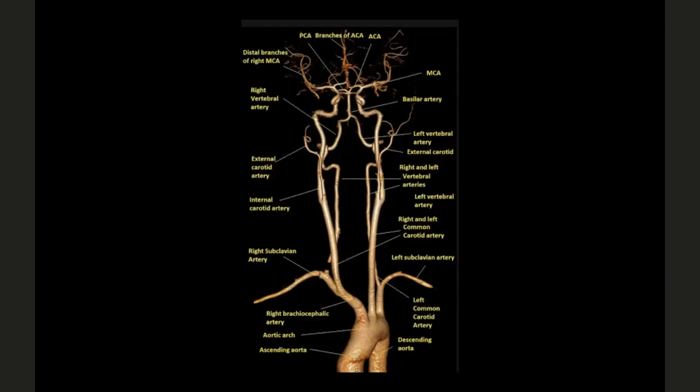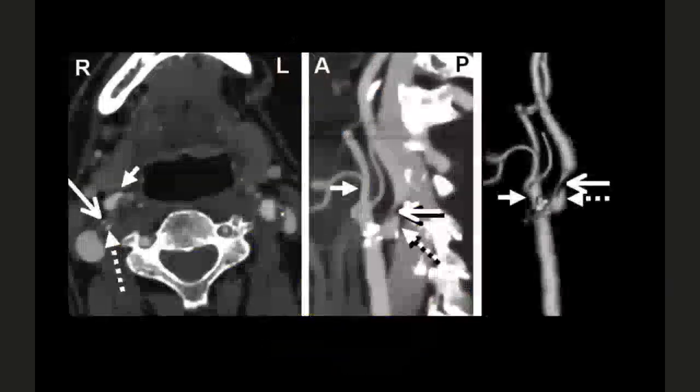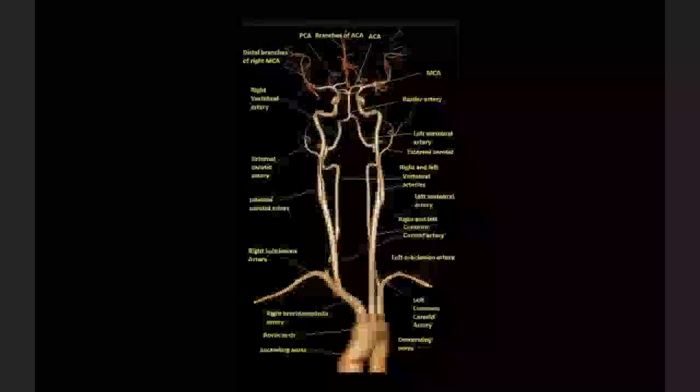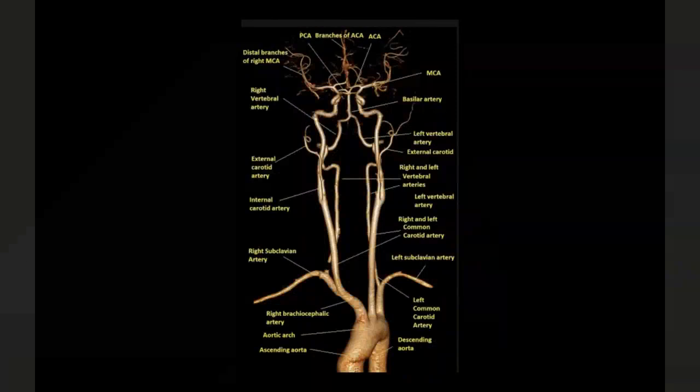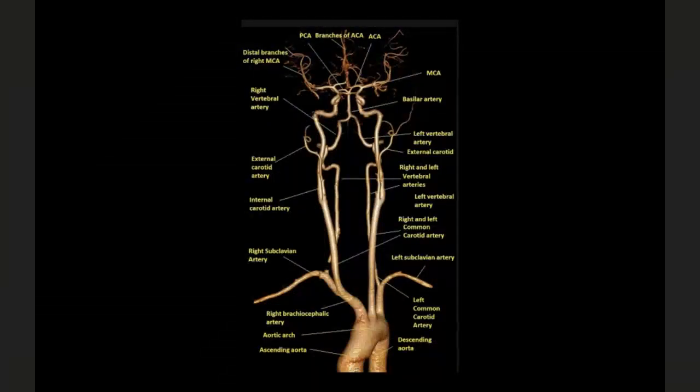The question that I have for you guys is, how do you tell the difference between an ICA and an ECA? There's one image. How do you tell the difference? The ICA is not going to have any branches in the neck, Dr. Ram. Perfect, right? Quickly, that's a quick thing. So if I don't see branches, I'm thinking ICA.